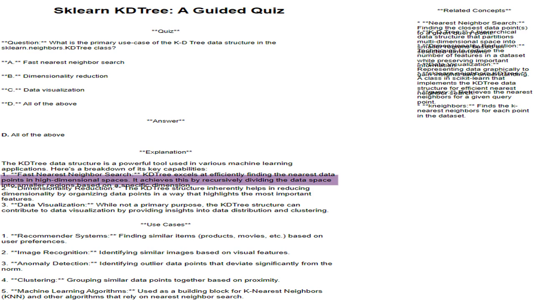Consider a dataset with points in 2D space: (1, 2), (3, 4), (5, 6), (7, 8). If the query point is (2, 3), the nearest neighbor search would identify (3, 4) as the closest point to the query point. KD tree: a hierarchical data structure specifically designed for efficient nearest neighbor search in multi-dimensional spaces. It recursively partitions the data space into smaller regions based on selected dimensions, facilitating rapid search for nearby data points.